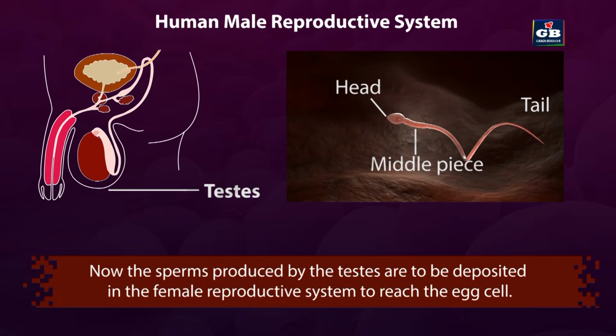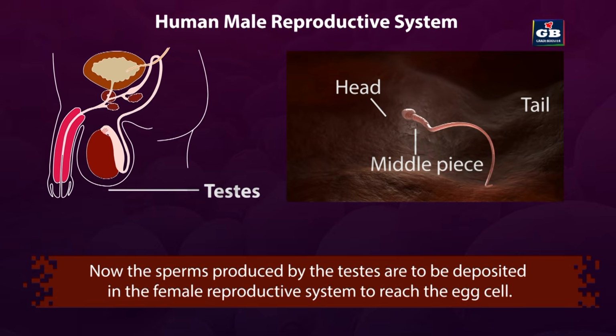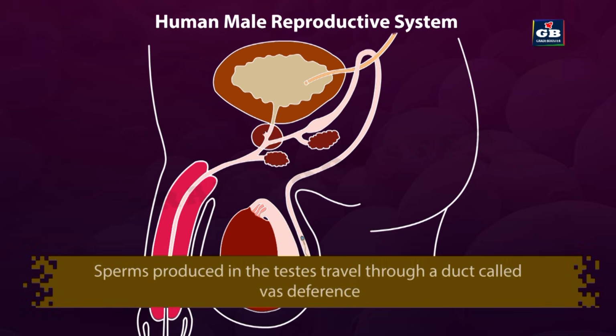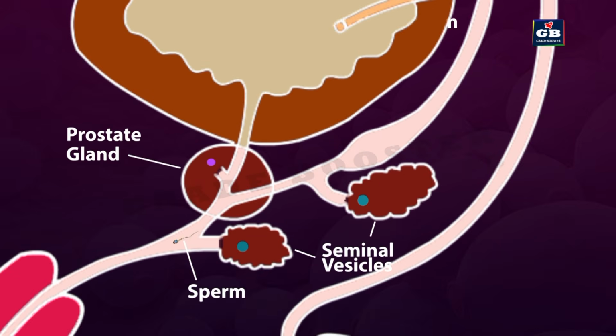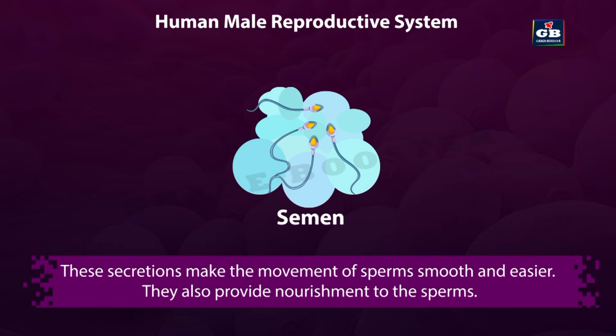Now the sperms produced by the testis are to be deposited in the female reproductive system to reach the egg cell. Sperms need some accessory materials for the successful journey to the egg cell. Sperms produced in the testis travel through a duct called the vas deferens. At this point, the secretions from the seminal vesicles and prostate gland are added to the sperms. These secretions and sperms together are called semen. These secretions make the movement of sperms smooth and easier. They also provide nourishment to the sperms.